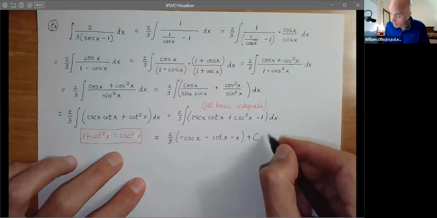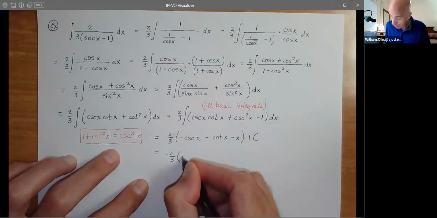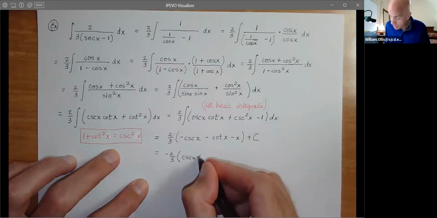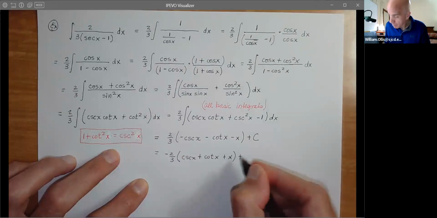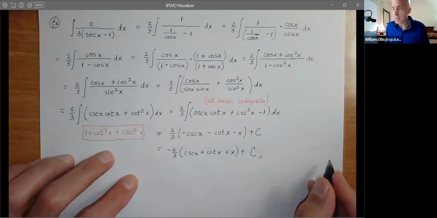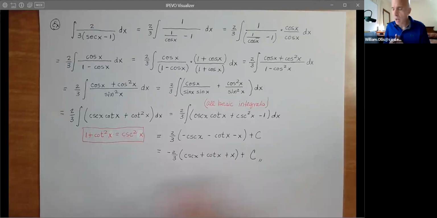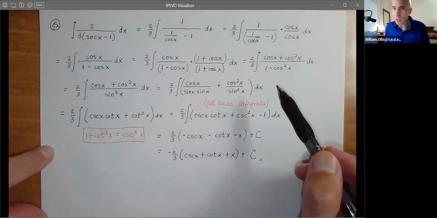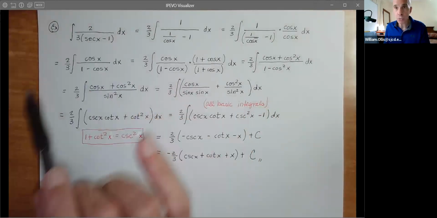But just to make it look a little bit nicer, you can write this as negative 2/3 cosecant x plus cotangent x plus a c. Now, of course, this could be a Calculus 1 integral, but maybe not a very successful integral until students became a little bit more mature with their approach to calculus. But again, sometimes, like I said before, you don't even need new mathematics to do integrals like this.